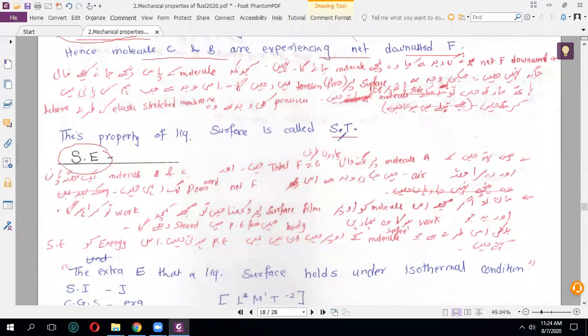Now, here is the definition of surface tension. The property of the liquid surface is called surface tension. The property of the liquid surface means the property by which liquids stay stable on the surface is called surface tension. And why are these stable on the surface? Because of surface energy.